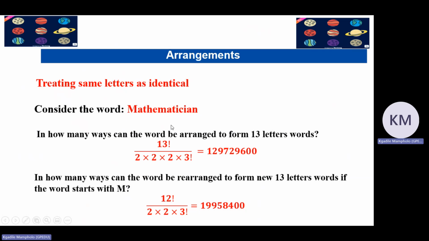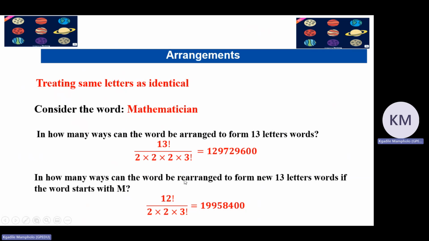T is repeating, hence 2 here. I is repeating, hence 2 here, and then A is repeating 3 times, hence 3 factorial here. That is why when it is 2, you don't necessarily have to say factorial, because 2 factorial is just 2. There's no need to put factorial. Even 1 factorial is just 1, but 3 factorial is not 3. 3 factorial is 3 times 2 times 1, which is 6. So when it's 3, then you say 3 factorial.